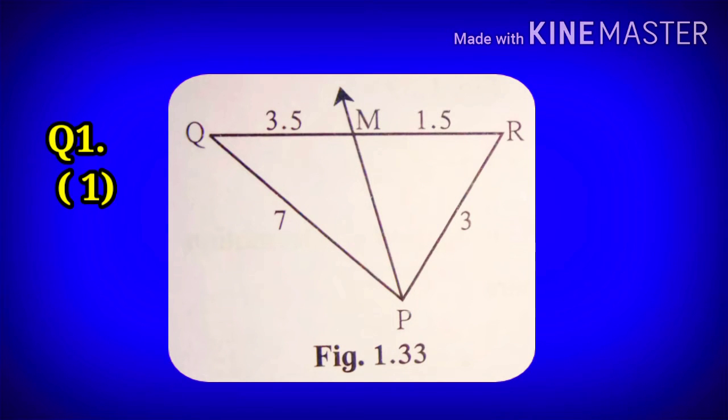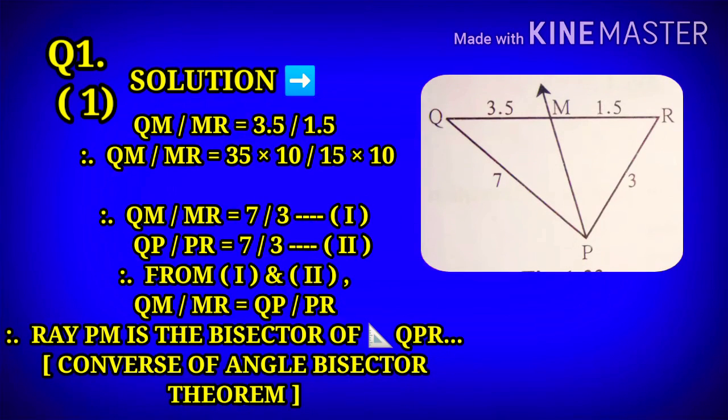This is the diagram for the first sub-question of question number 1. Here it shows us triangle QPR with the bisector PM. So here is the solution for the first sub-question. It tells us that QM upon MR is equal to 3.5 upon 1.5 as shown in the figure. Therefore, QM upon MR is equal to 35 into 10 upon 15 into 10. We have multiplied 10 to both the figures to remove the points.